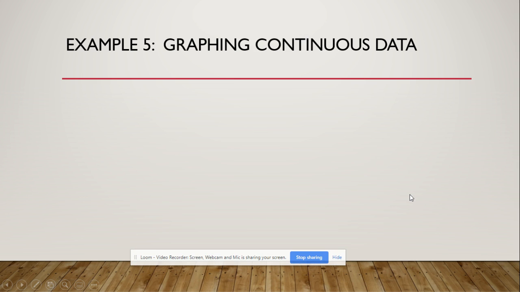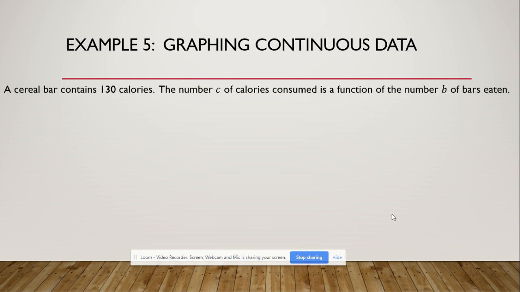Okay, so let's look at graphing continuous data now. A cereal bar contains 130 calories. The number C of calories consumed is a function of the number B bars eaten. So, does this represent a linear function?